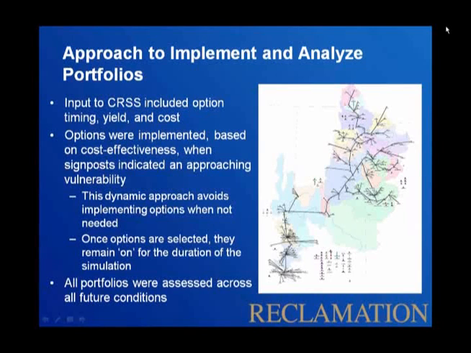So essentially, when we see that flag saying a problem is looming, let's look at our options, and of those that are available, let's implement the most cost-effective approach. The idea here is that we want to be dynamic and only implement options and make investments when they're necessary, so we're avoiding that overinvestment. And then another important note here is that while the implementation is dynamic, once an option gets put on, it remains on for the duration of the simulation, regardless of whether or not conditions or hydrology have improved appreciably. And so we use this analysis for all of our portfolios and assessed all of the different future conditions that Carly described.